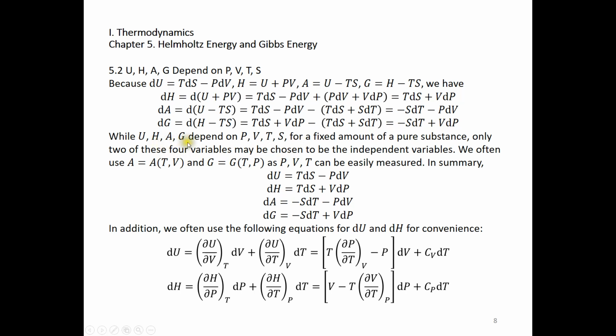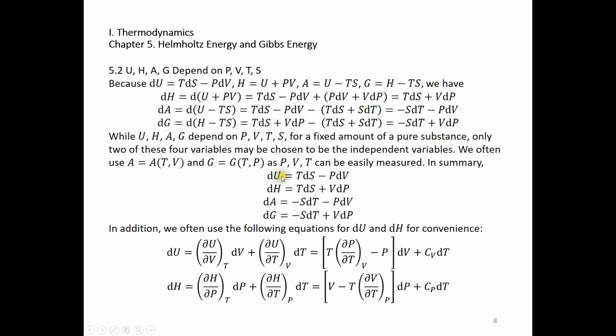U, H, A, and G all depend on P, V, T, and S. For a fixed amount of a pure substance, only 2 out of these 4 variables, P, V, T, S, may be chosen to be the independent variables. You can choose any 2, but sometimes it's just more convenient to choose certain ones. For example, if you look at G, it's probably better to express G as a function of temperature and pressure. It's just more convenient. And you know how G depends on temperature, it's just negative entropy. And you know how G depends on pressure, it's just volume. So it's just convenient.